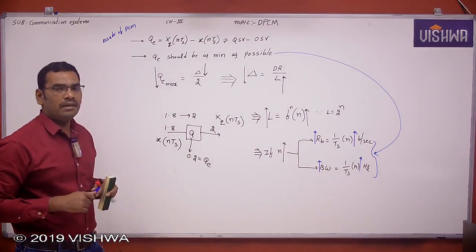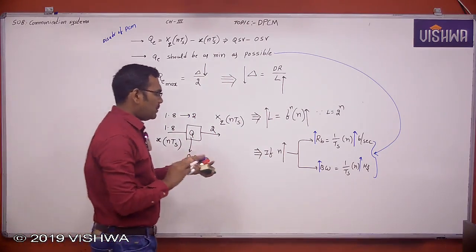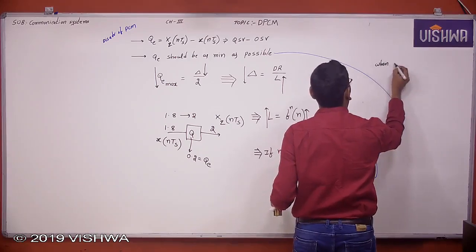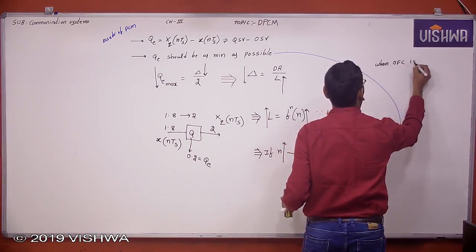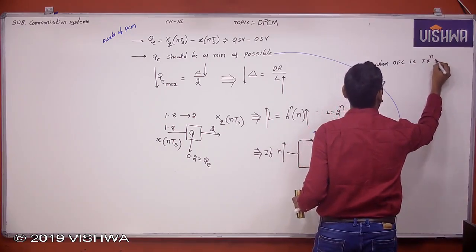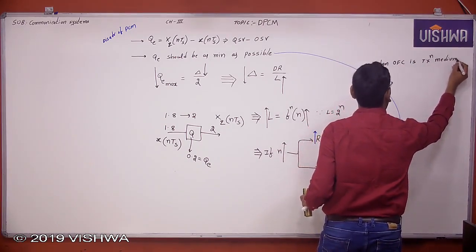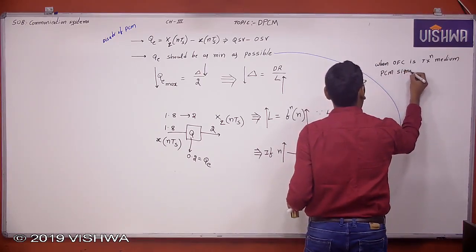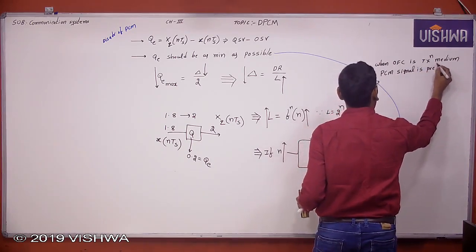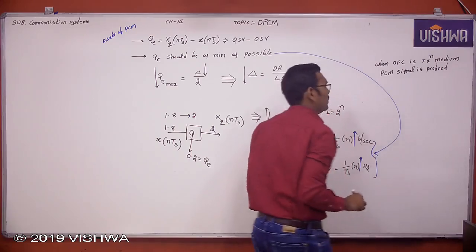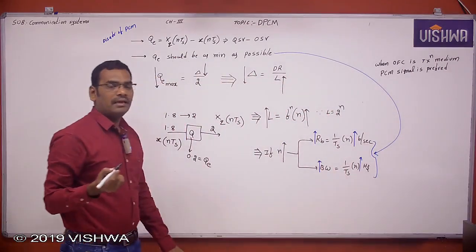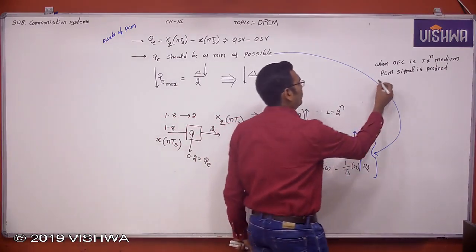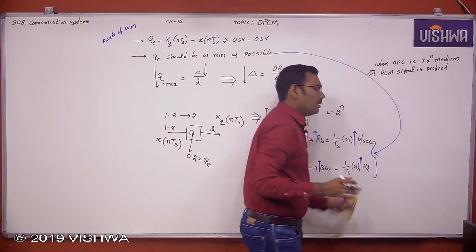But still PCM is a very good technique. PCM is preferable when optical fiber cable is the transmission medium. When optical fiber cable is the transmission medium, the PCM signal is the preferred signal, because the PCM signal is transmitted with a minimum quantization error. The increase in bit rate and bandwidth is not an issue because our medium is a fiber optic cable, which has a huge bandwidth.